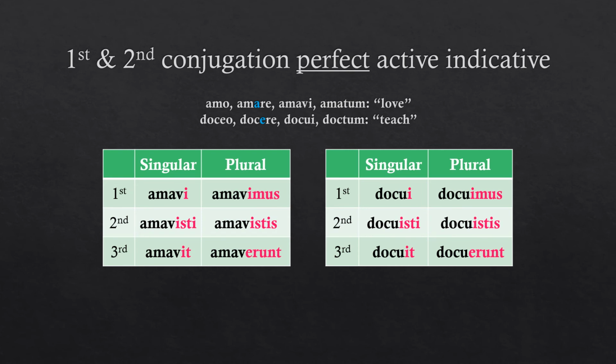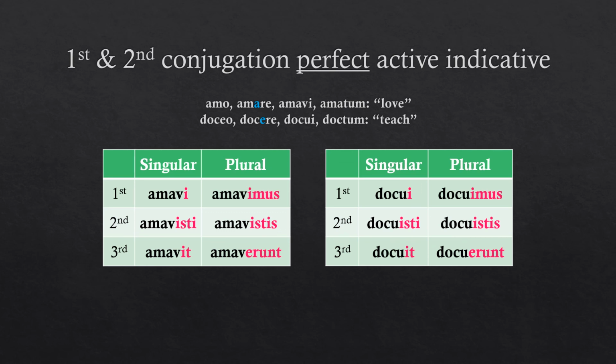Alright, last stop: conjugating perfect active indicative first and second conjugation verbs. But guess what? You already know how to do this. These use the exact same endings that you learned in Chapter 4. Regardless, let's take a look at amo and doceo in the perfect active indicative: amavi, amavisti, amavit, amavimus, amavistis, amaverunt.